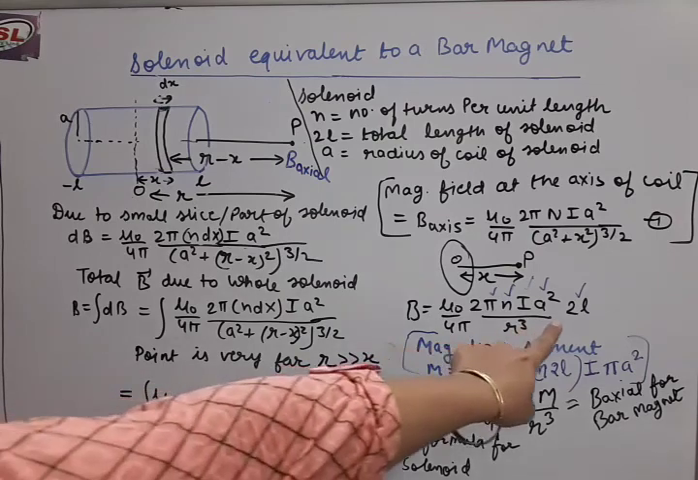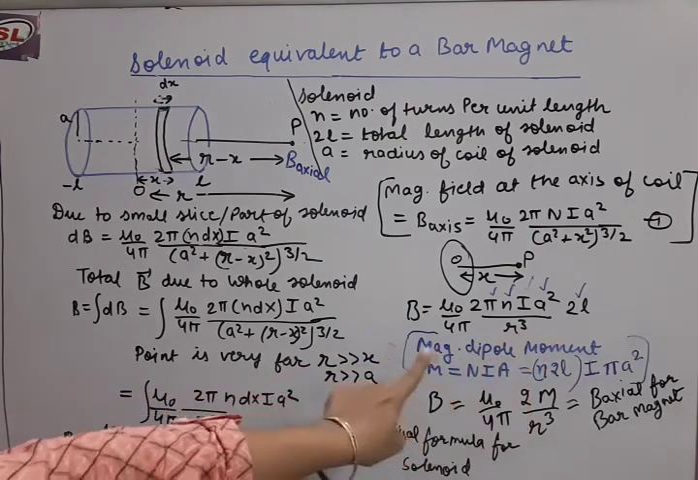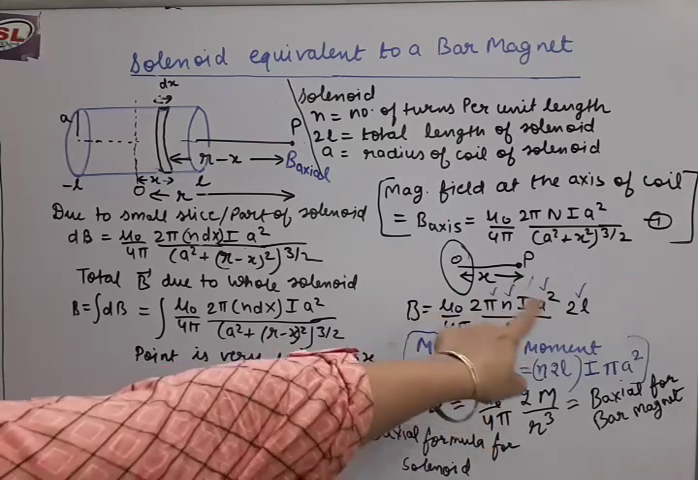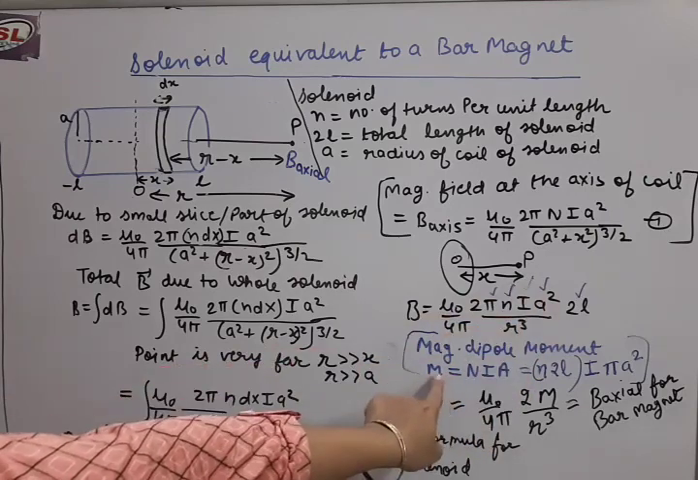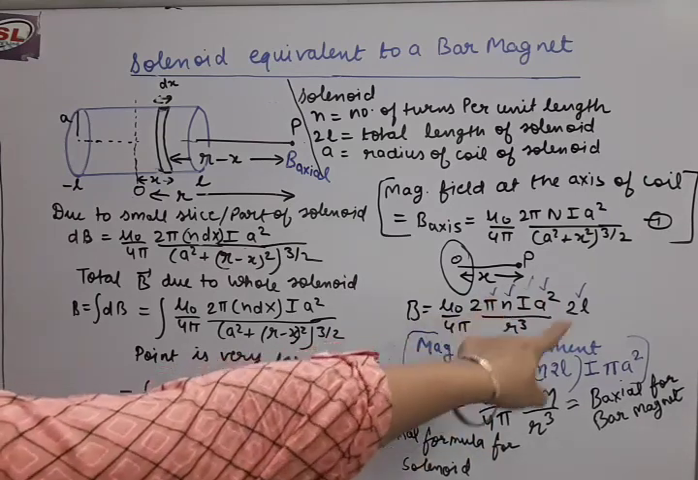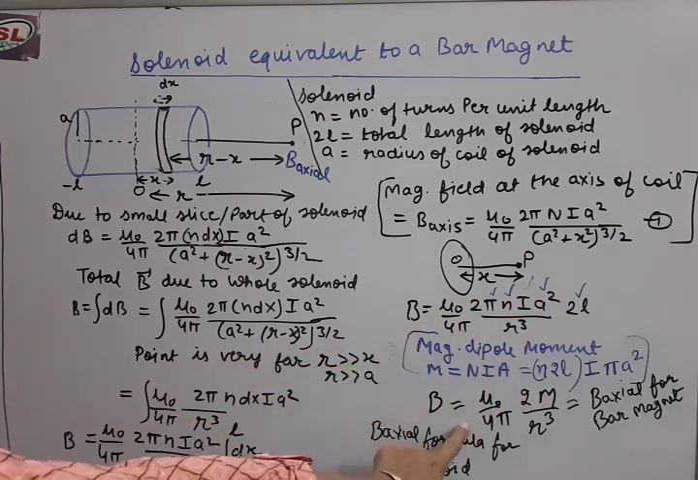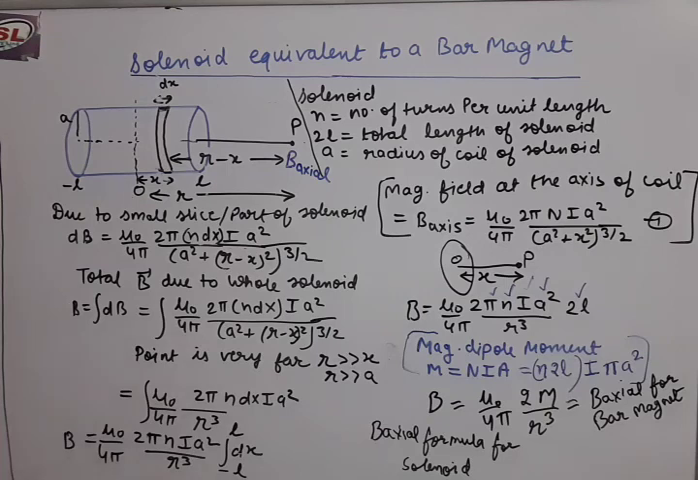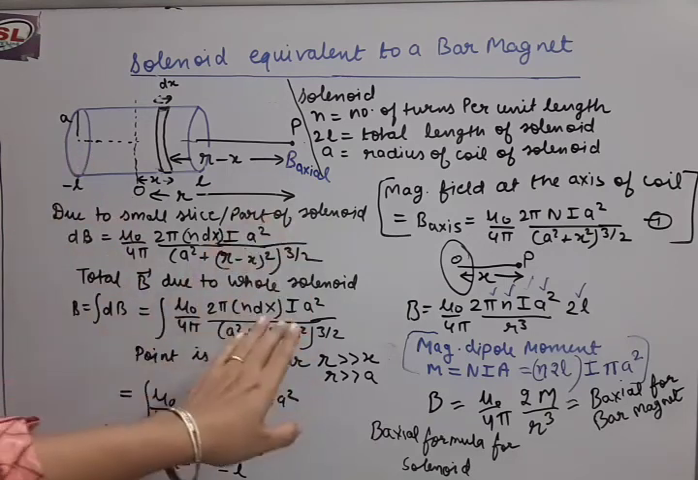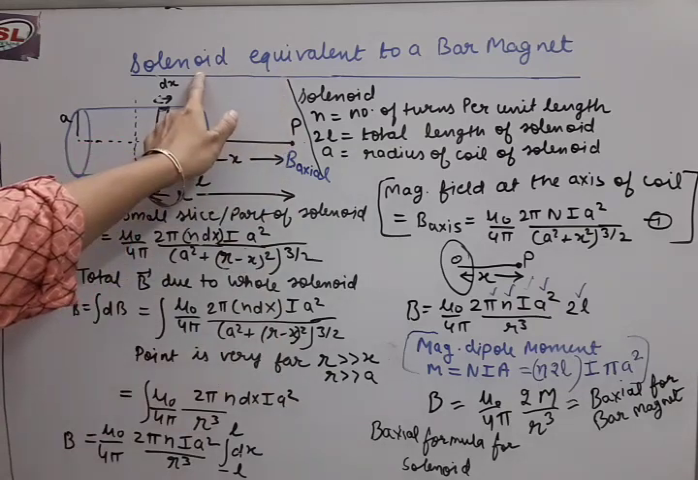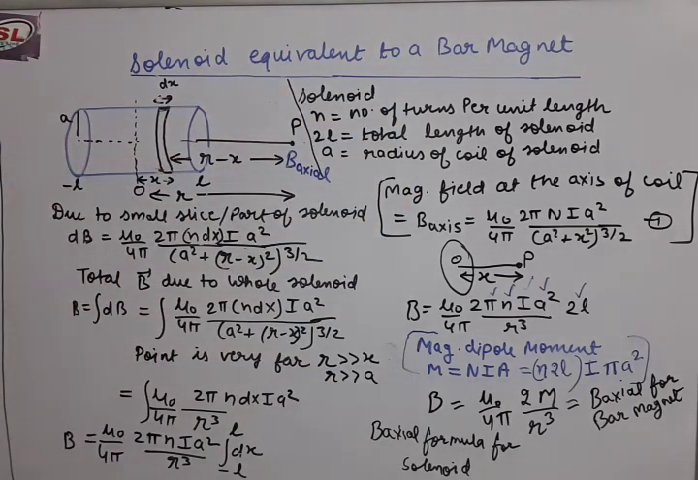Its integration answer is 2L, and then we extract the magnetic dipole moment capital M from this. If we take out the magnetic dipole moment, this answer becomes mu 0 upon 4 pi 2M upon R cube. This way you prove the equivalence of the solenoid and the bar magnet. That's it.